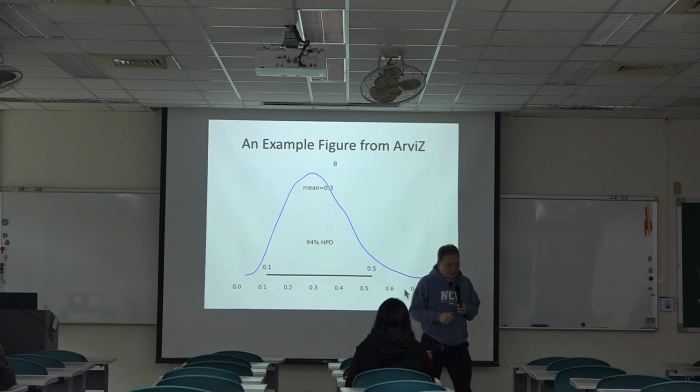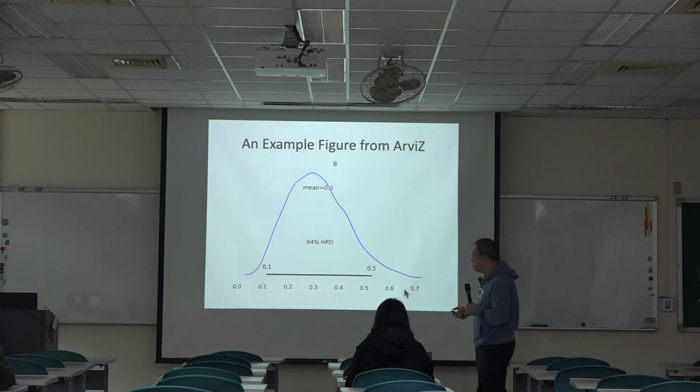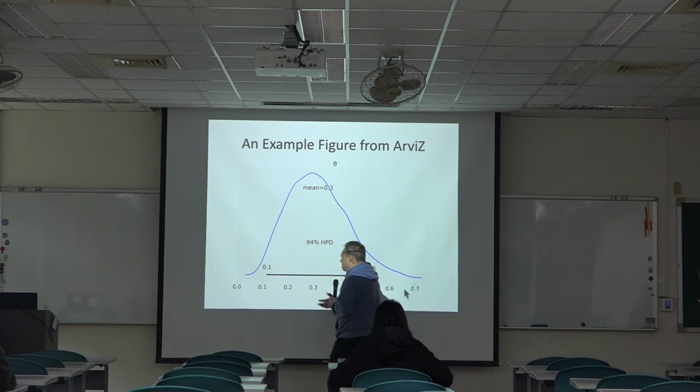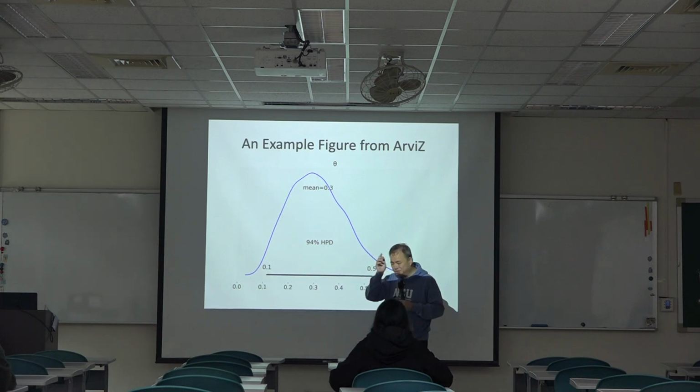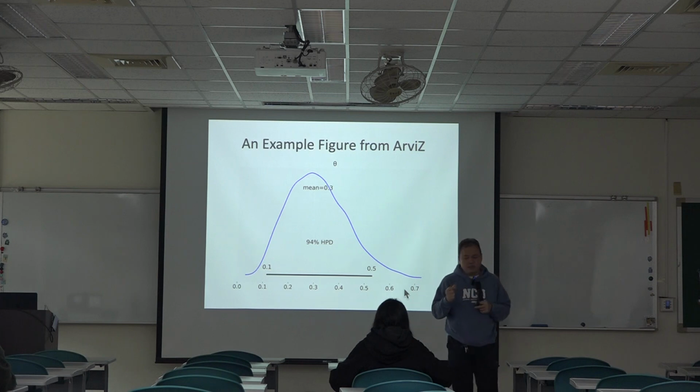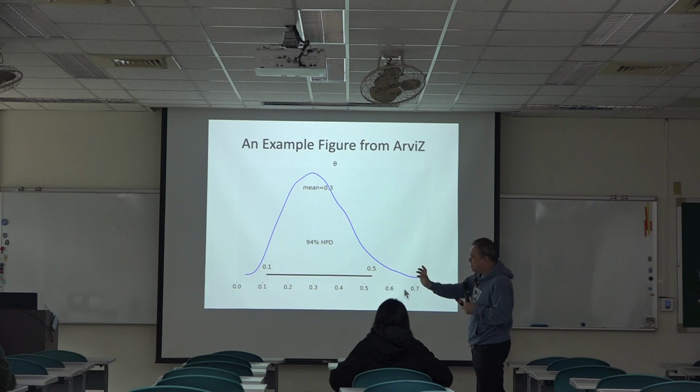Normally we use 95, but this book used 94%. The reason is that in PyMC3 the default is 94% HPD. By doing so, it leaves roughly 3% on the left and roughly 3% on the right. I'm not saying it's exact, because when you create the HPD, it doesn't guarantee that the leftover on the left-hand side and right-hand side will both be 3%.